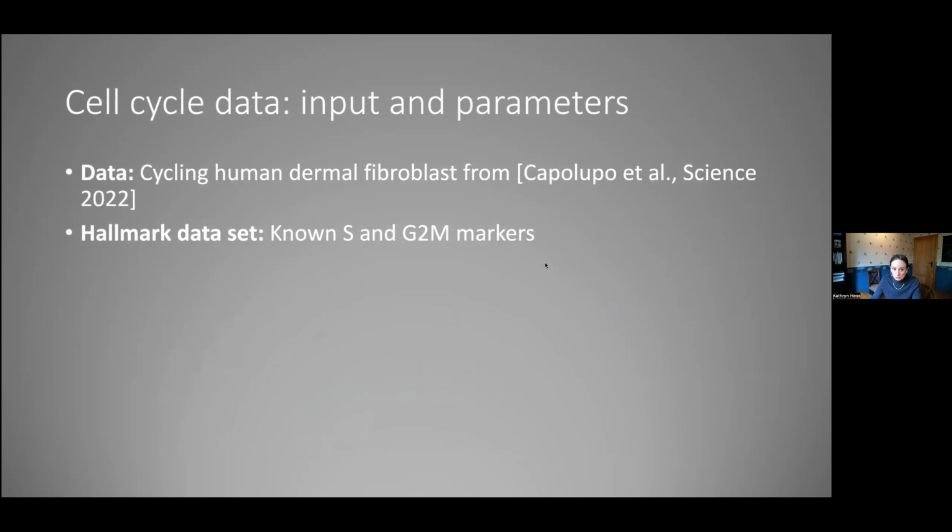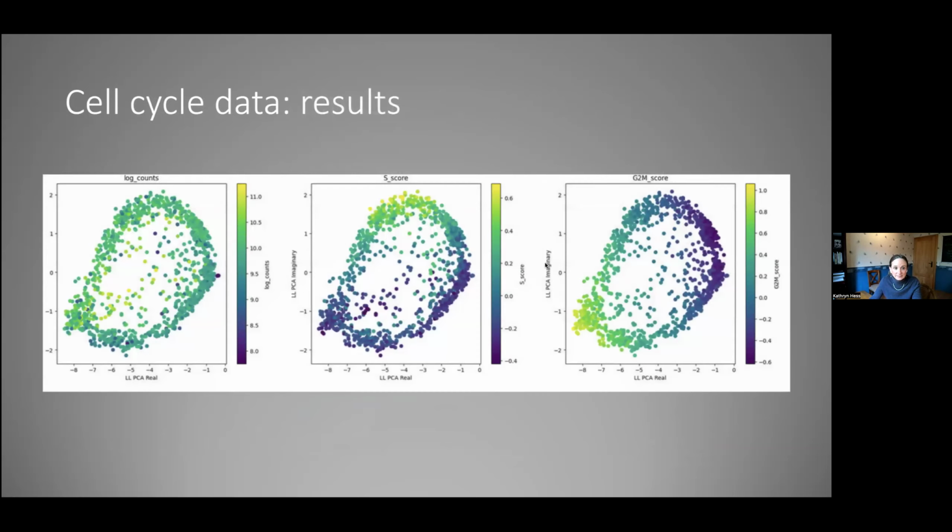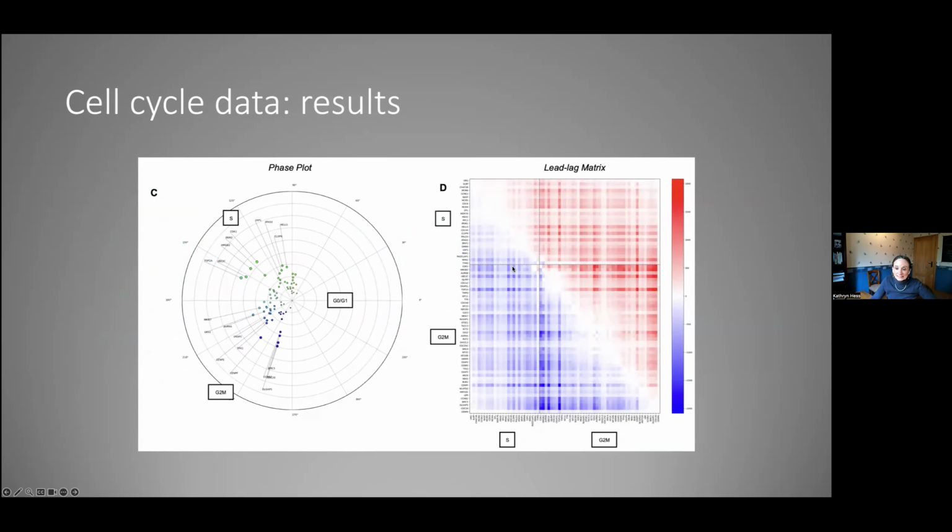We also did a validation on actual cell cycle data. So we took data from cycling human dermal fibroblasts. And the hallmark data sets that we used were known markers for the S and G2M phases of the cell cycle. And we got a point cloud that looks like this when you look at the lead lag. And you see the S part of the cycle that's very active here, and the G2M part of the cell cycle that's very active here. So it seems to be nicely spread out like this. We again can look at the lead lag matrix, and we see a nice S leading G2M, as is expected.